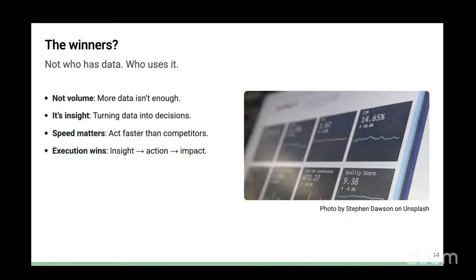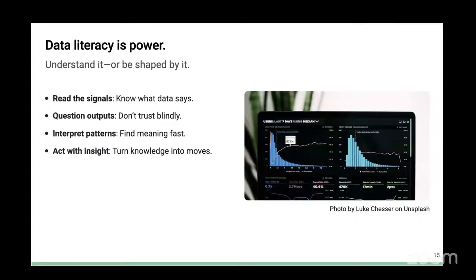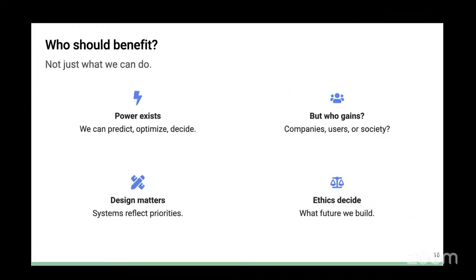So who actually wins in the system? Not just those who collect the most data, but those who can turn it into insight and act on it faster than anyone else. Which brings it back to you. Data literacy is becoming a core skill. Understanding how data is used and questioning it gives you power in this system. Because this isn't just a technical issue, it's an ethical one. Not just what we can build with data and AI, but who those systems are designed to benefit.